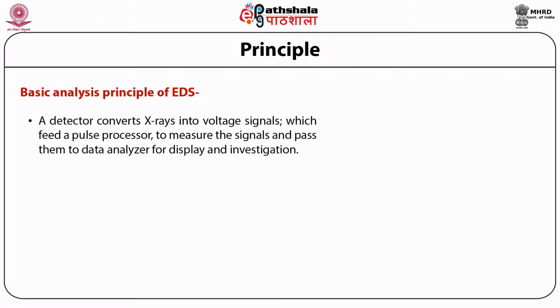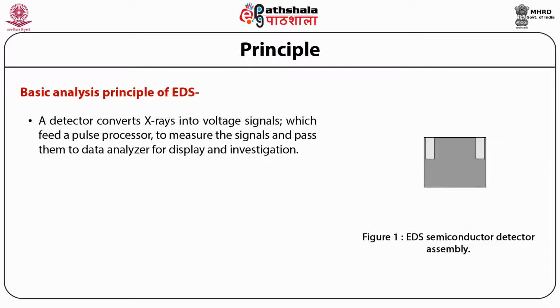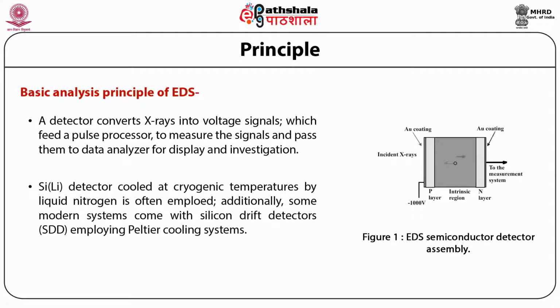A detector converts X-rays into voltage signals, which feeds a pulse processor to measure the signals and pass them to a data analyzer for display and investigation. The EDS semiconductor detector assembly is shown in the figure. The silicon or lithium detector, cooled at cryogenic temperatures by liquid nitrogen, is often employed. Additionally, some modern systems come with silicon drift detectors (SDD) employing Peltier cooling systems.